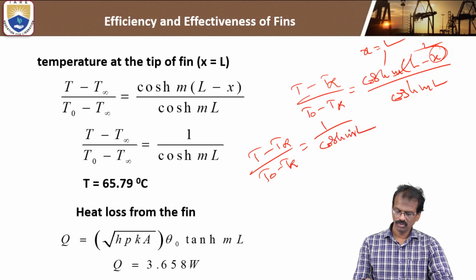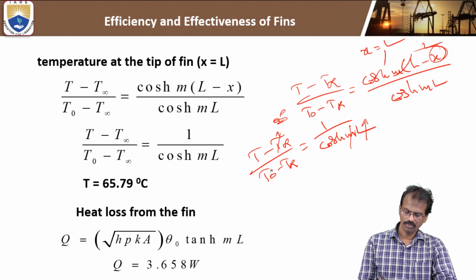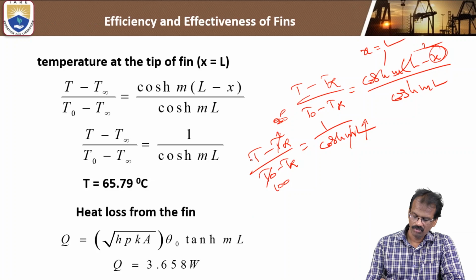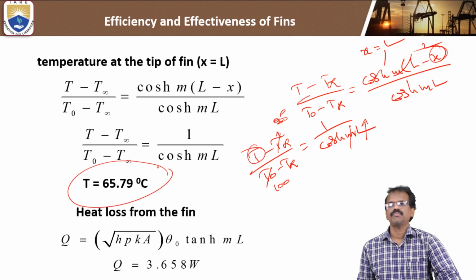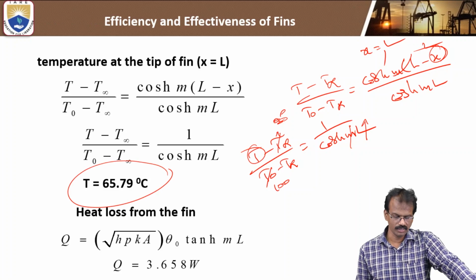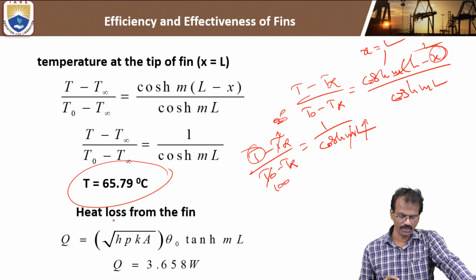You know the value of m and you know the value of L also, and you know the value of T infinity, 30 degrees. So you know the value of T naught, 100 degrees. If you substitute all the values, then you will get the T value. So the T value is nothing but 65.79 degrees Celsius.